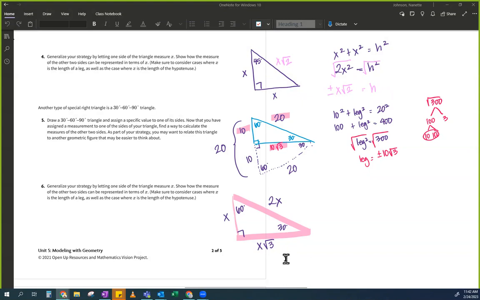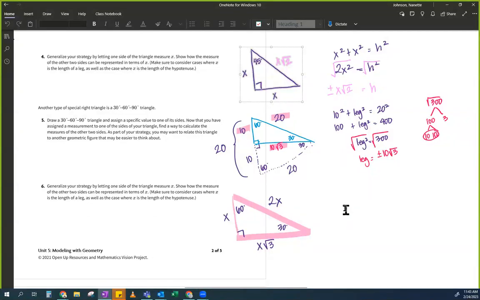Now, in the chat, someone said, hey, Miss Johnson, this one has an x root 3, but this one has an x root 2. Definitely. If I'm in x root 2 land, your brain should be in 45, 45, 90 land. If I'm in x root 3 land, your brain should be in 30, 60, 90 triangles. These two triangles need to be in the front of your brain.